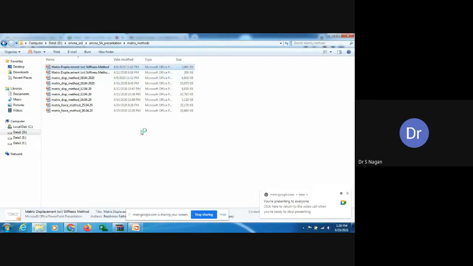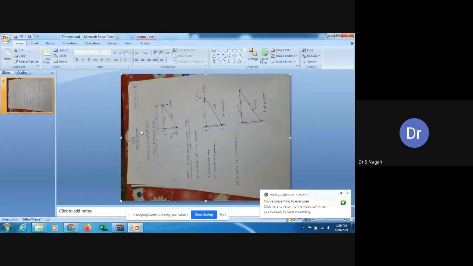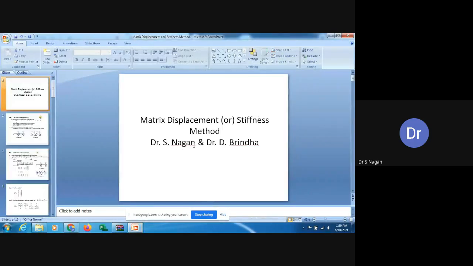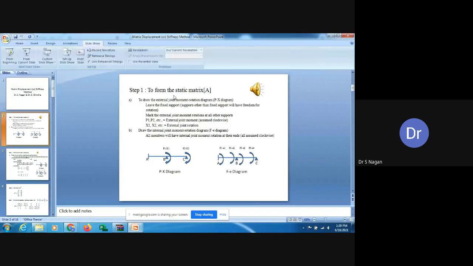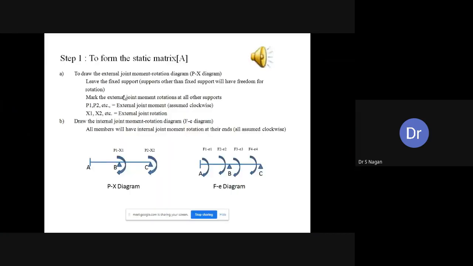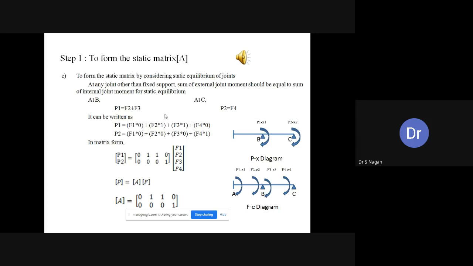So this only we have been seeing in the morning. So the steps, we are just recalling now. So first step, as I told, static matrix. So we have seen how to form the static matrix, and the same steps will be followed in the truss as well as the portal frame analysis. So we need to recall quickly: the P-X diagram and the F-P diagram, and comparing the P-X and F-P diagrams, we will get the static matrix A.